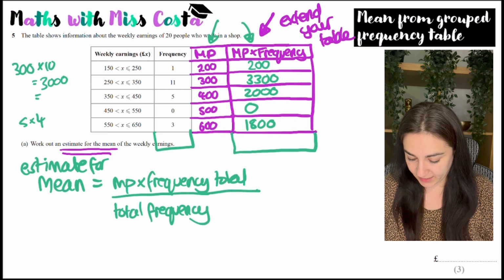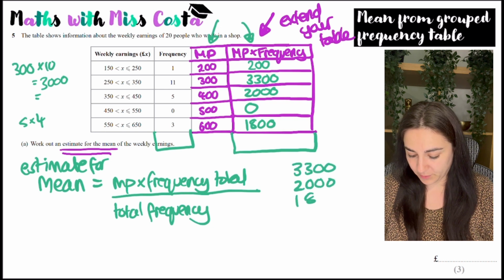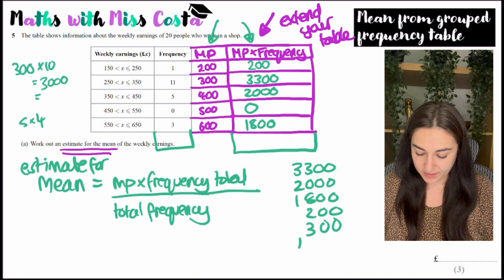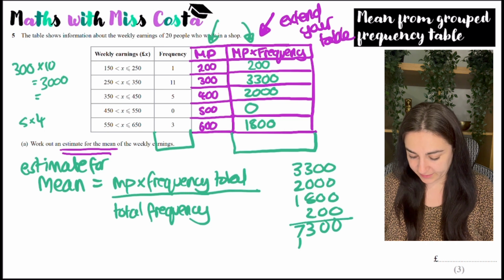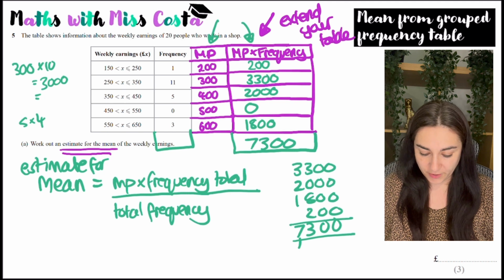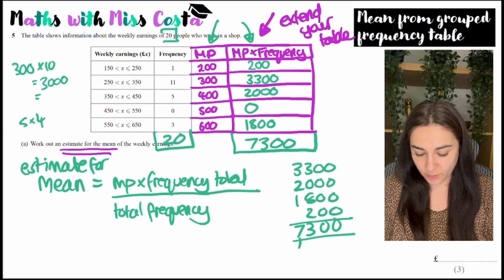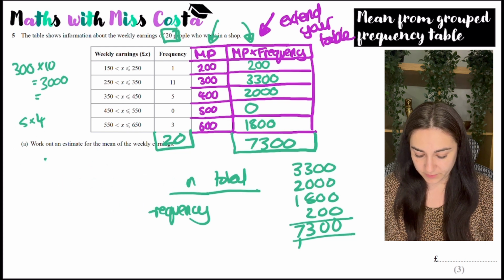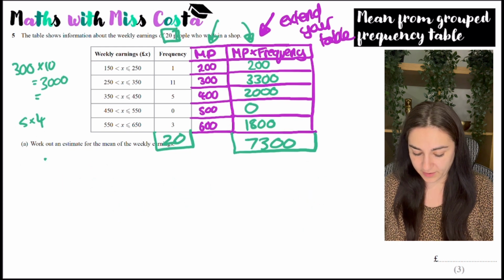So let's add them all together. So 3,300 plus 2,000 plus 1,800 plus 200 is going to give me 0, 0. 8 plus 2 is 10 plus 3 is 13. 3 plus 2 is 5, 6, 7. So that's 7,300 is my total over here. And then the total frequency is 20 because I'm told that in the question. So what do I want to do? I want to do 7,300 divided by 20.